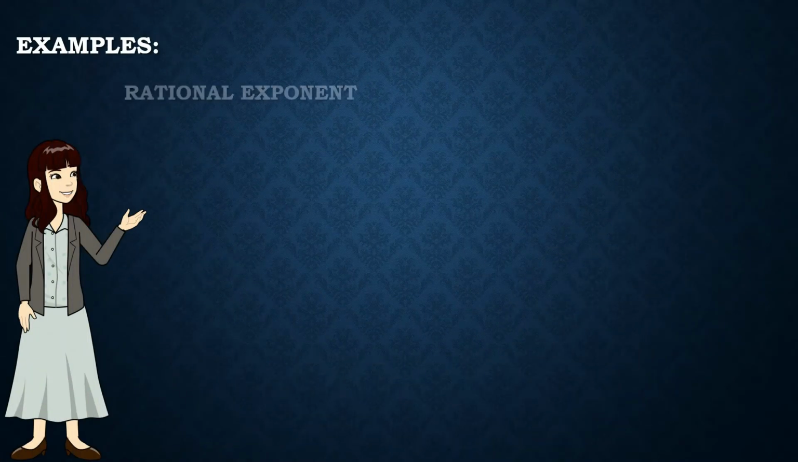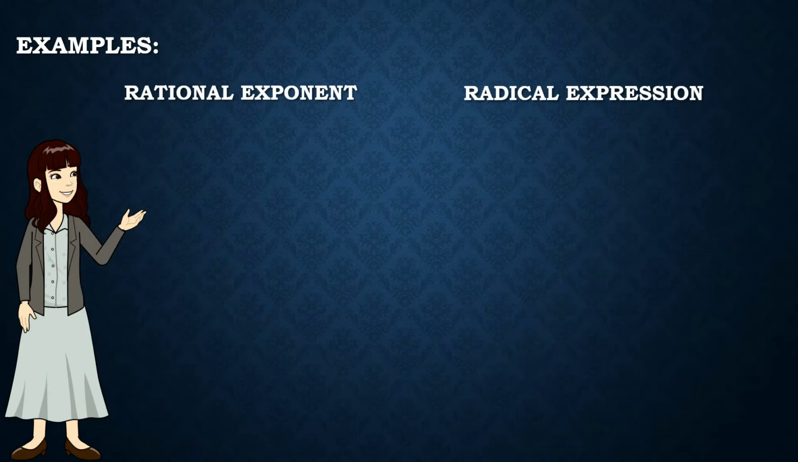So here are examples of how we can write a rational exponent as a radical expression. Number 1, 25 raised to 1 half can be written as the square root of 25. If no index appears in a radical, it is understood that the index is 2.